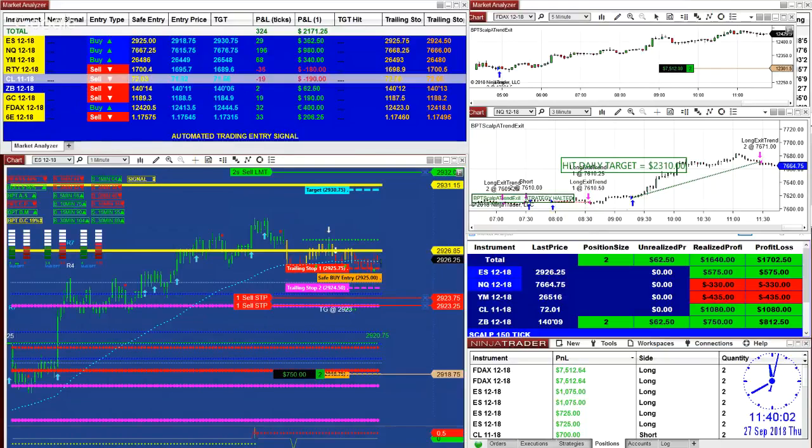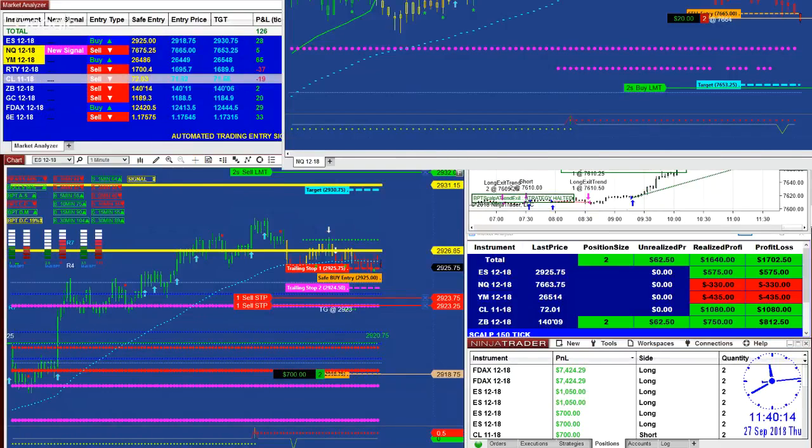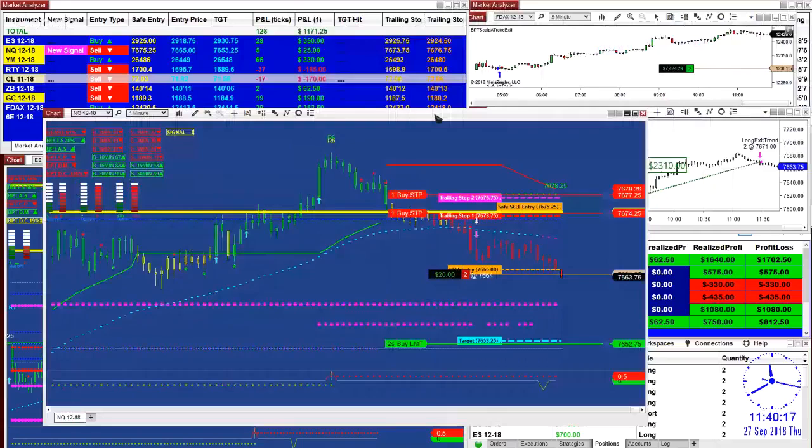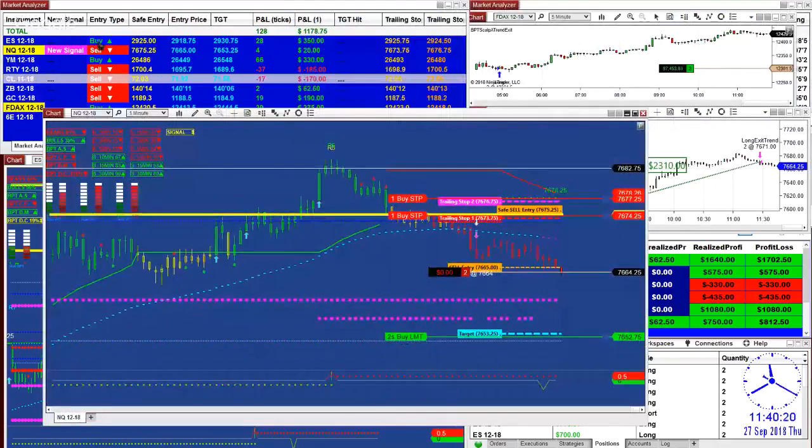Okay, guys, a new entry on the Nasdaq right now, 64. 64 level, new signal.